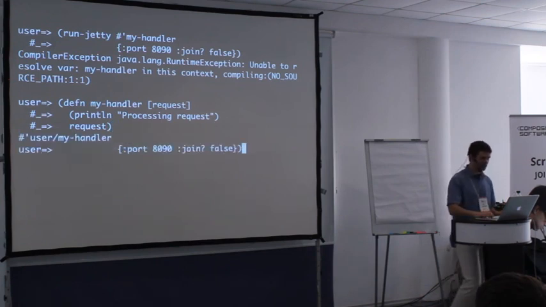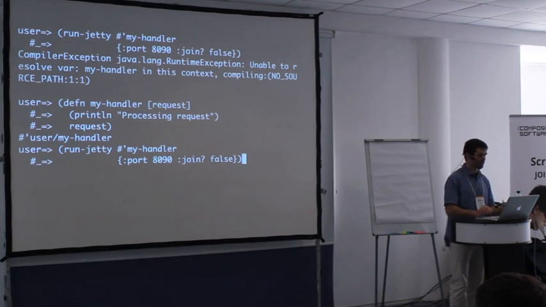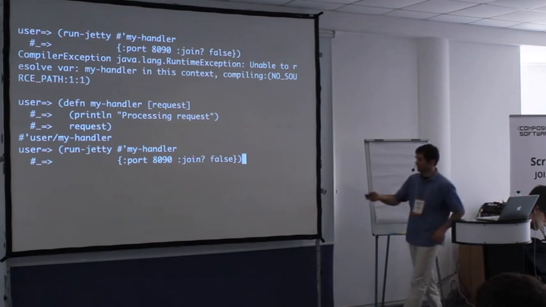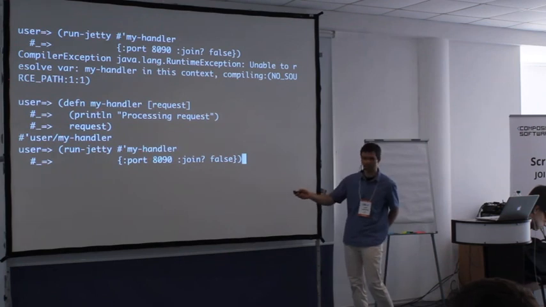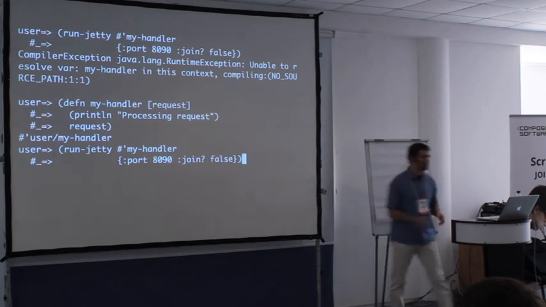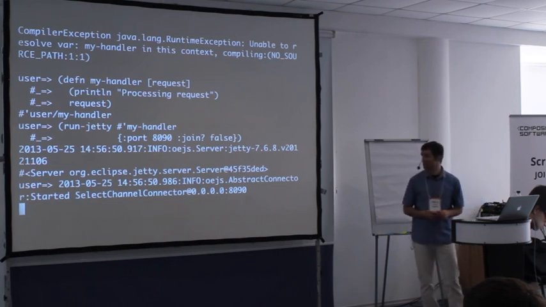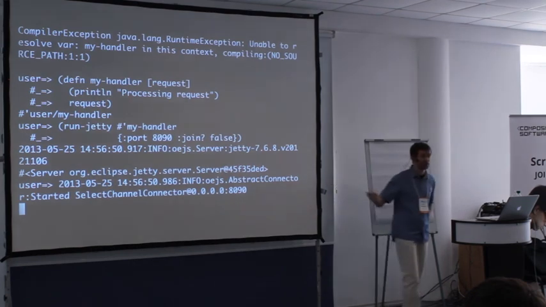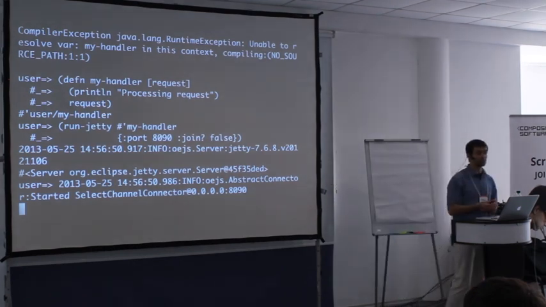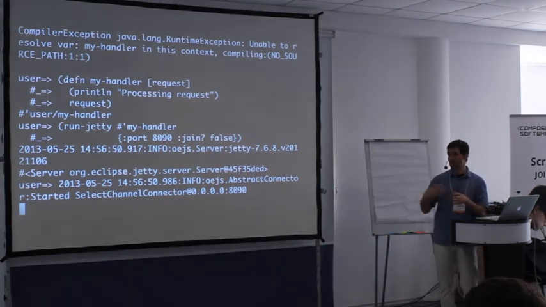Okay, my-handler. Let's start with this again. So run-jetty, my-handler, and then start this server with my handler, with my function, on port 8090. Good, done. I started the Jetty server with my handler attached to the, I would say, request processing stack.